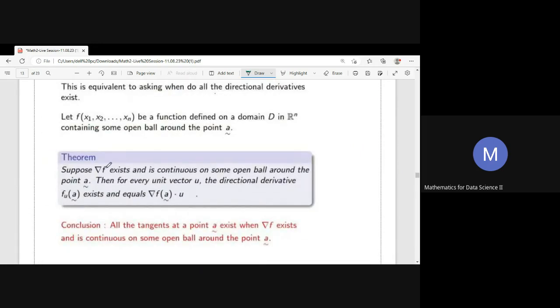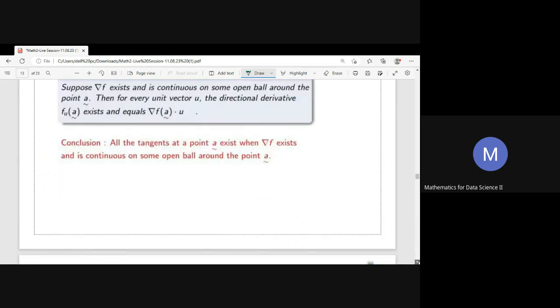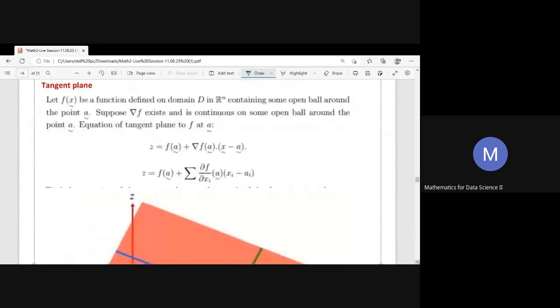Exactly the same reason they are saying here: first of all, the gradient should exist, and also it should be continuous. Then the directional derivative exists. So in such cases, the tangents are also going to exist. That's all. Everything is very analogous to the one-dimensional case.